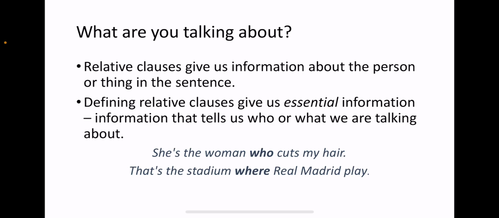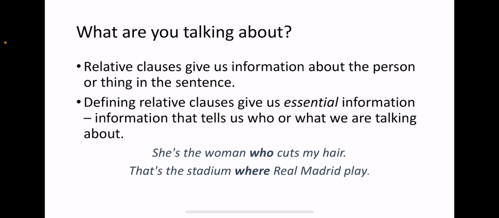I have another one. That's the stadium where Real Madrid play. I'm describing the stadium, I'm being specific about the stadium, and I'm giving specific information about the stadium. Where Real Madrid play, all that section, is a relative clause. And this relative clause is important in the sentence, right? It's not every stadium, it's not any stadium. It's not a stadium for baseball, it's not a stadium for any other sport. It's a very specific one that I understand because of the relative clause.